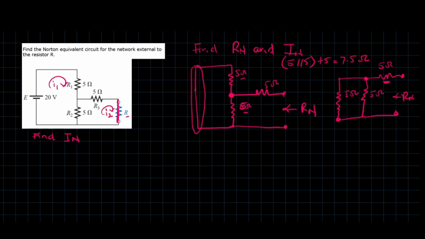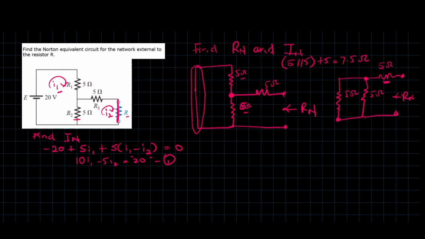So for the first loop, it's going to be minus 20 plus 5 I1. Then this particular one is in between loop current 1 and loop current 2. So it's going to be plus I1 minus I2. Because since we're dealing with loop current 1, it's going to be I1 minus I2. If we're in loop current 2, it will be I2 minus I1. All of them equal to 0. And simplifying, this will be 10 I1 minus 5 I2 equals 20. So this is your first equation.